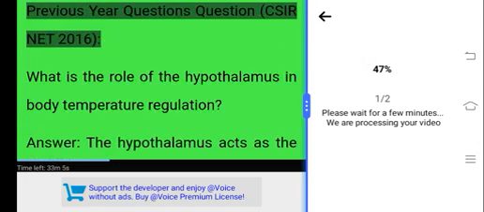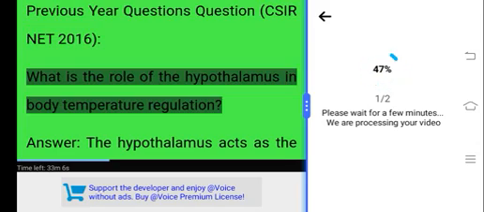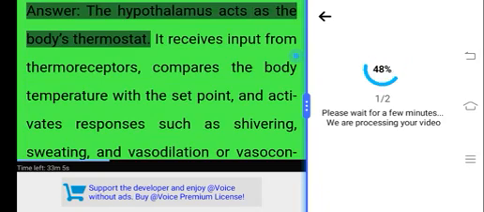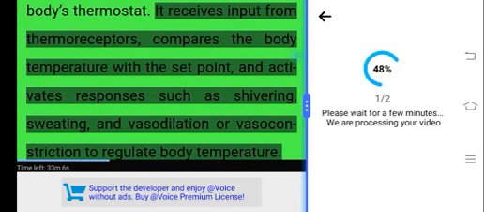Previous year questions. Question. CSIR NET 2016. What is the role of the hypothalamus in body temperature regulation? Answer. The hypothalamus acts as the body's thermostat. It receives input from thermoreceptors, compares the body temperature with a set point, and activates responses such as shivering, sweating, and vasodilation or vasoconstriction to regulate body temperature.